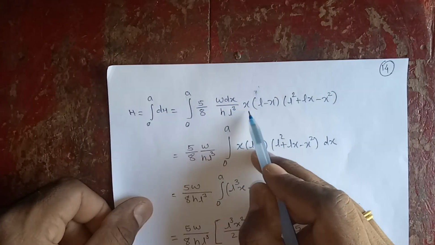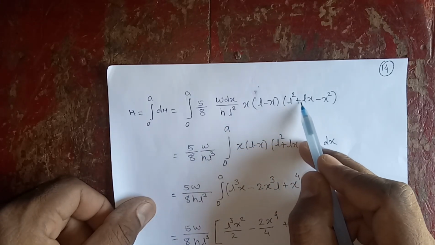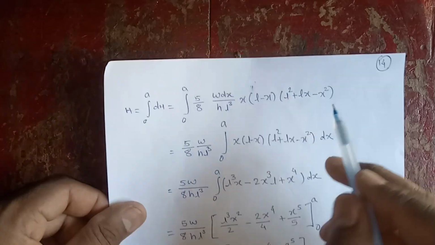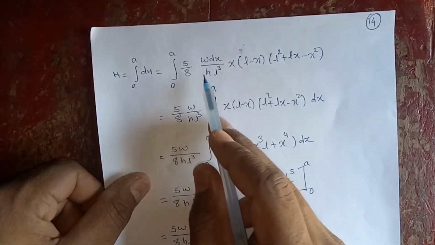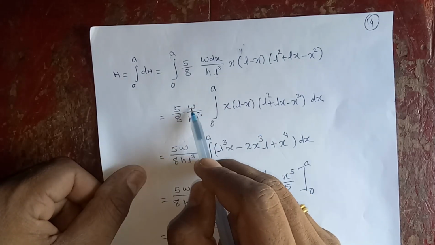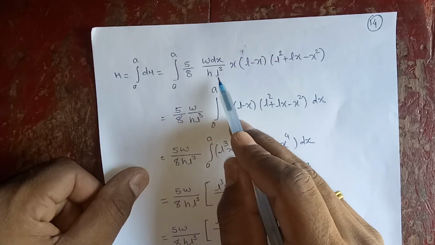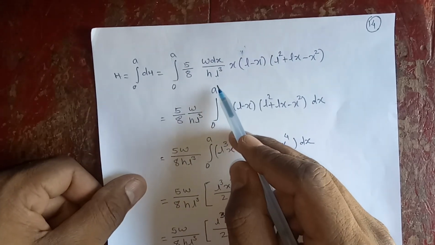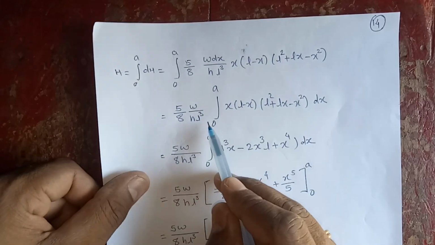H L cube, x in bracket L minus x, in another bracket L square plus L x minus x square, bracket complete. So we'll take our constants outside and then we'll integrate it. This W is the intensity of the UDL, that is constant, so it can come out of the integration. Then 5 by 8 can come out of the integration. H and L, that is the rise and span of the given arch, are constant, so they'll also come out of the integration.